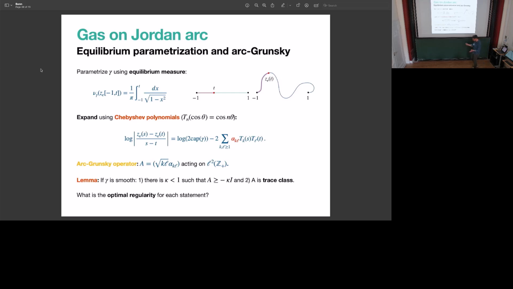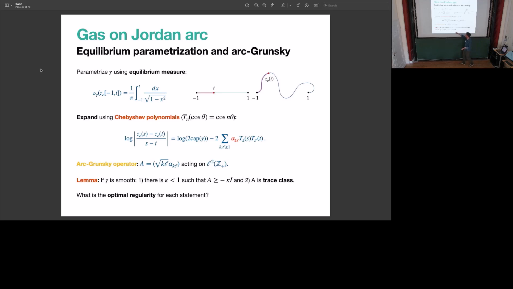In the case of a Jordan curve, there's some additional symmetry which is not present here, but all the eigenvalues are strictly bounded below by minus kappa, where kappa is strictly smaller than 1. This is the corresponding statement here. We don't have a two-sided bound. Okay. And also a spectral gap.